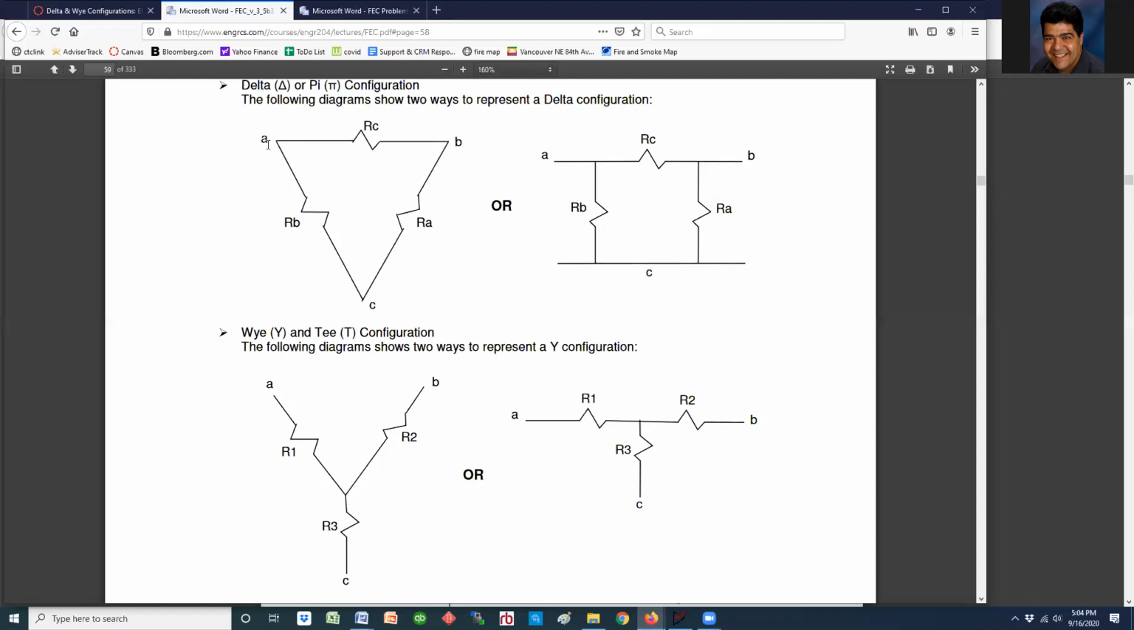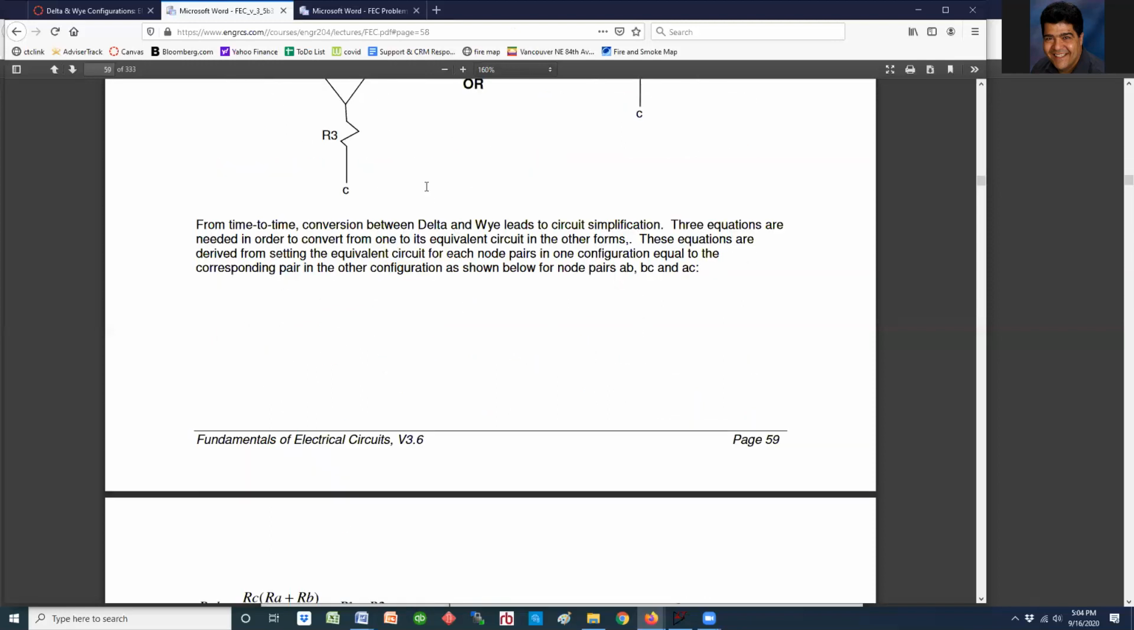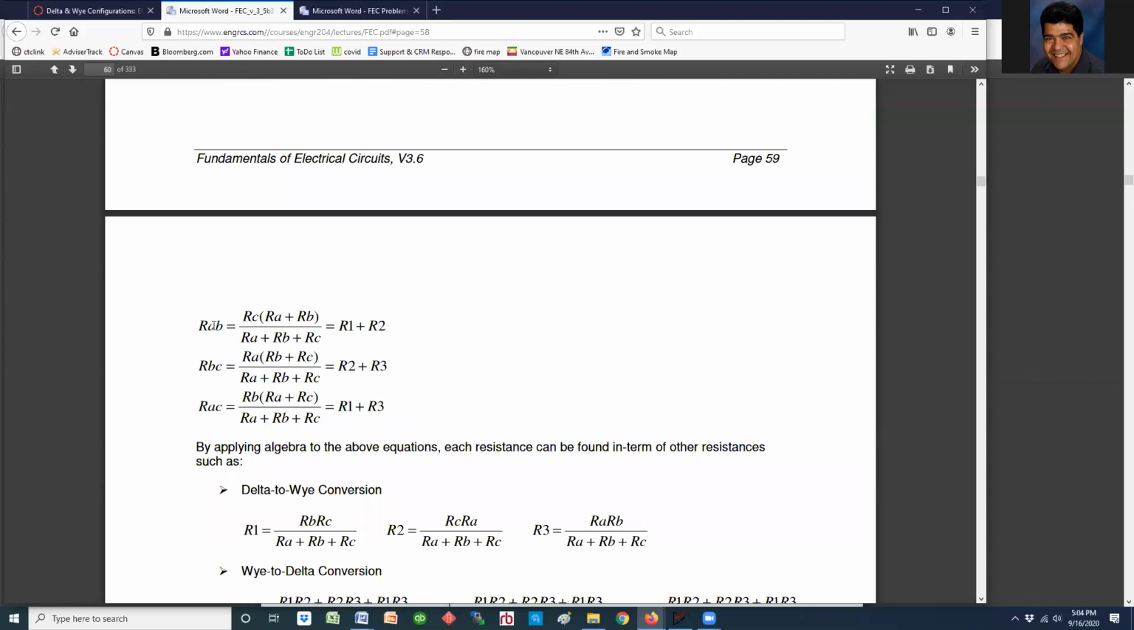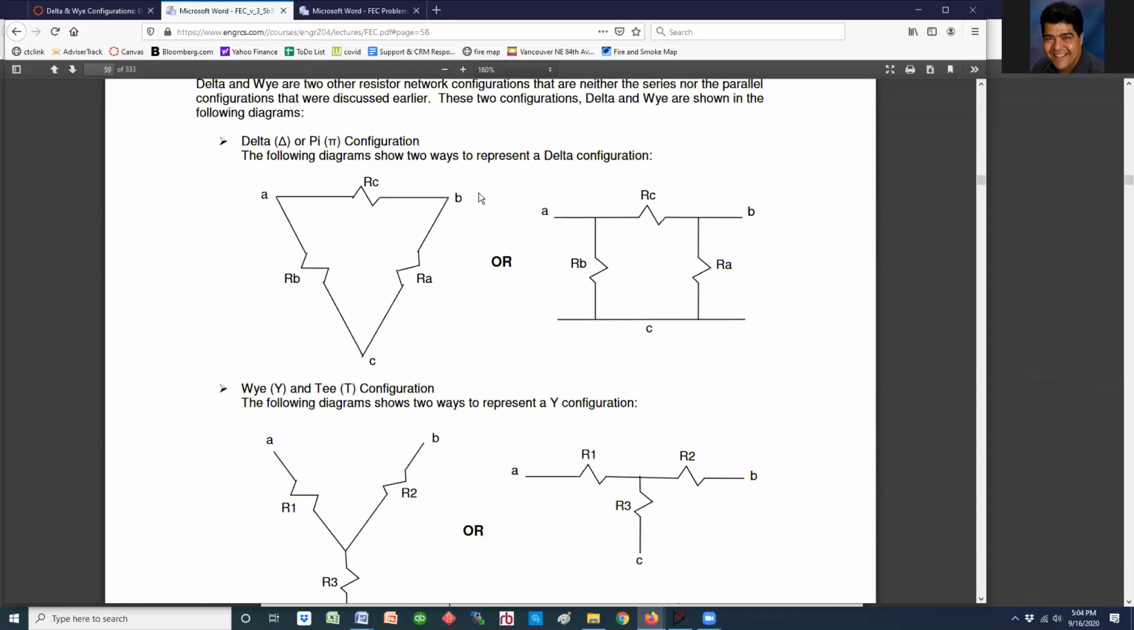So if you look at it, RAB here would be basically RC in parallel with RA plus RB in series. So RC is going to be in parallel with RA and RB, and you can do that for every one of these nodes. So if you go back here, let's go down here and look at the equation. RAB can be written as RC in parallel with RA plus RB. If you come here and look at it, RAB is simply R1 plus R2.